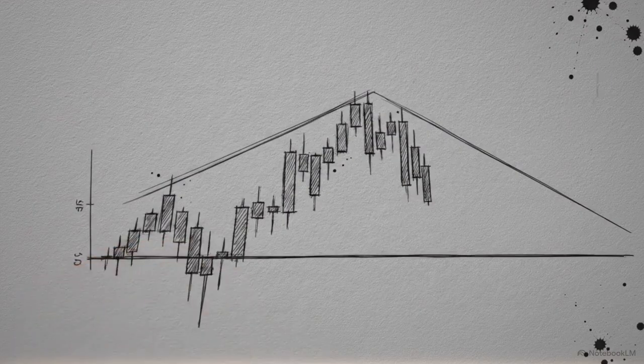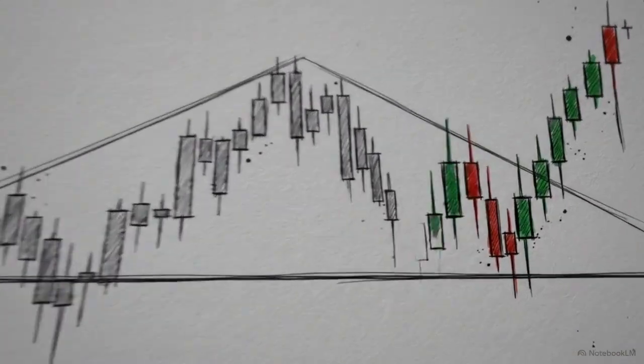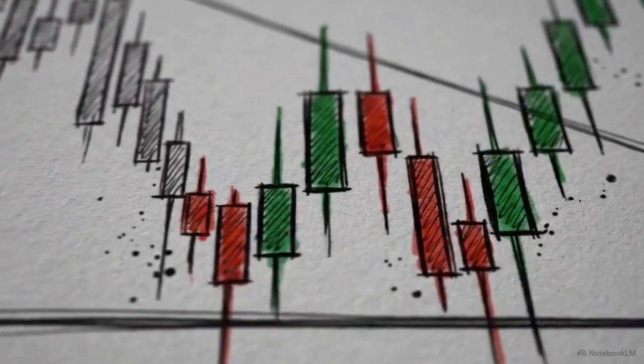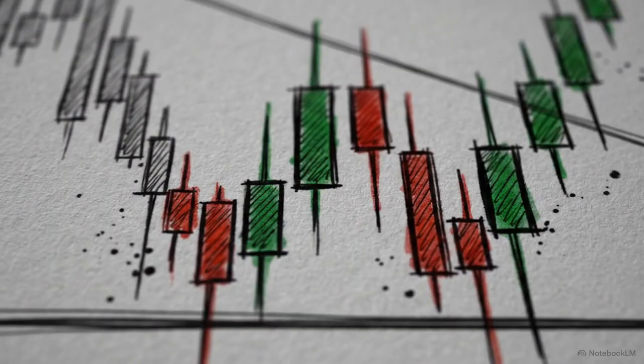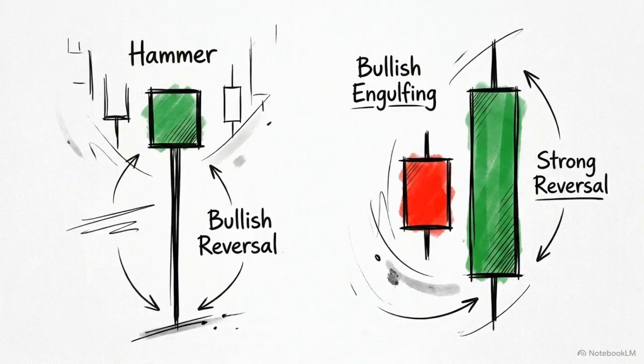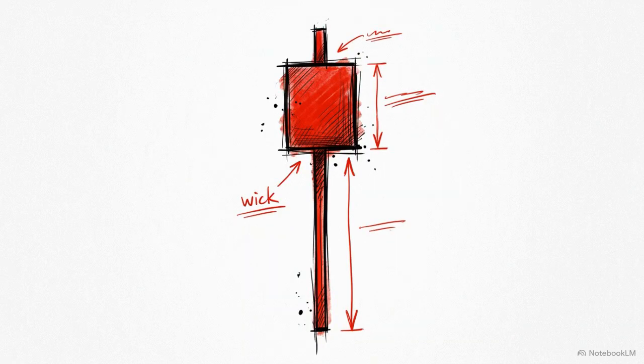Once the price enters the support zone, we shift our focus from the macro trend to the micro interaction of the individual candlesticks. We are searching for specific patterns, like the hammer candle, which is identified by a small upper body and a disproportionately long lower wick. That long wick shows that sellers tried to push the price lower during the session, but buyers regained control and pushed the price back up before the candle closed.